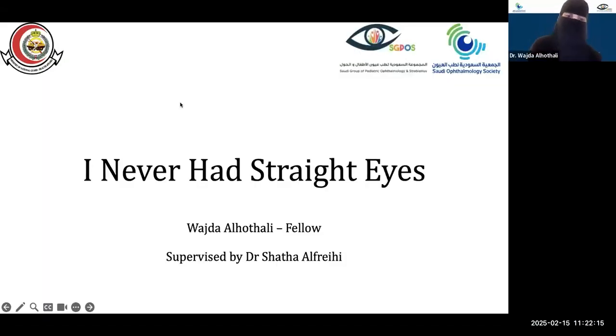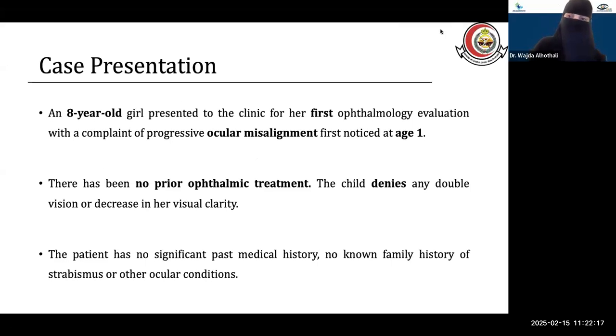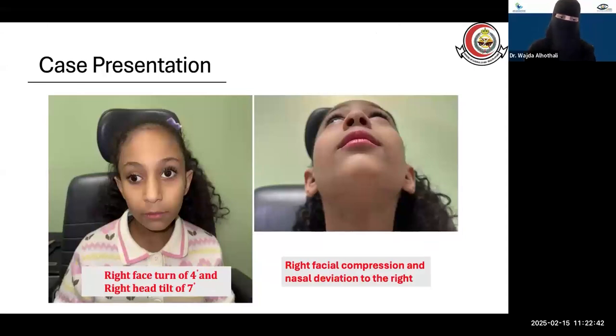I'm happy to present this short case of an 8-year-old girl who presented for her first ophthalmology evaluation with a complaint of progressive ocular misalignment since the age of 1. There had been no prior ophthalmic treatment for this child, and she denied any double vision or decrease in her visual clarity. The patient had no significant past medical history and no known family history of strabismus or any other ocular conditions. This is how she presented to our clinic.